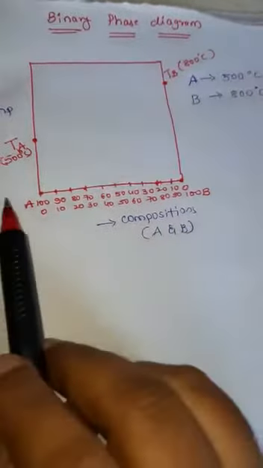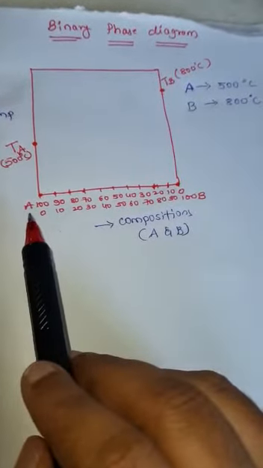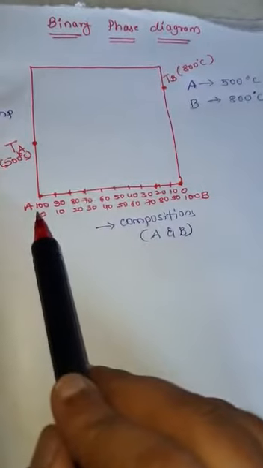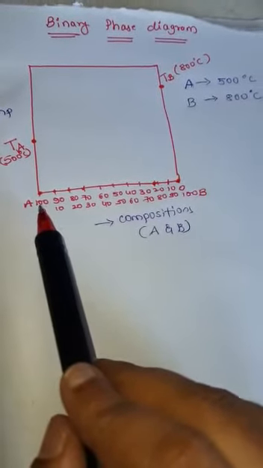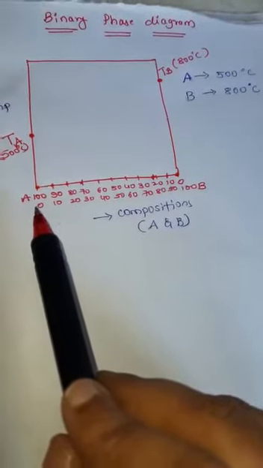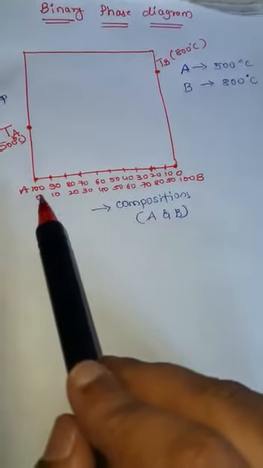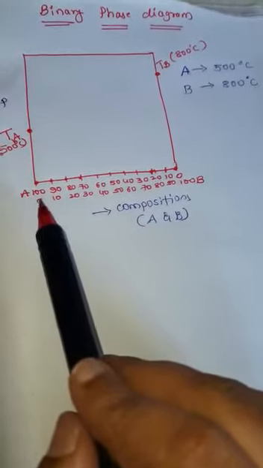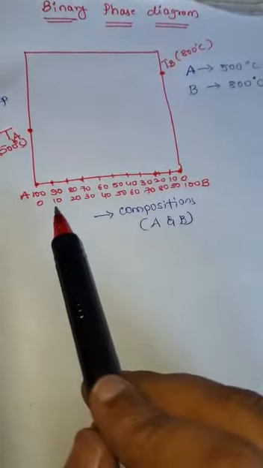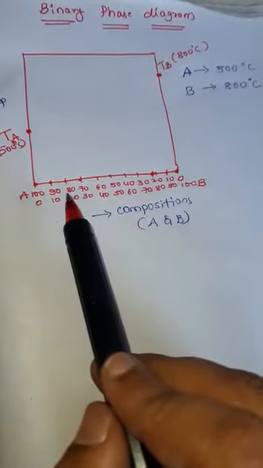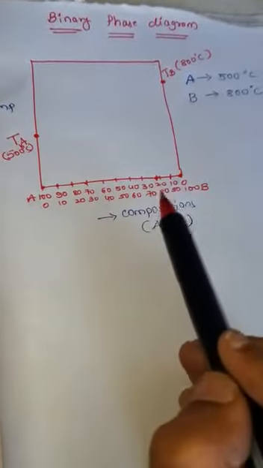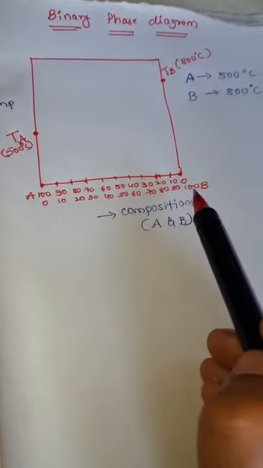Two different components are there, metal A and metal B. You can start from A or B, both are correct; here I start from A. A plus B together is 100%. So if A is 100, then B is 0. If A is 90, B is 10. Suppose I take 80% of A, the remaining 20% is B, like that. Both together are 100.